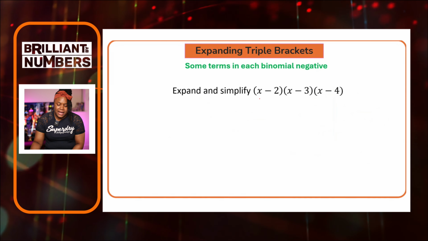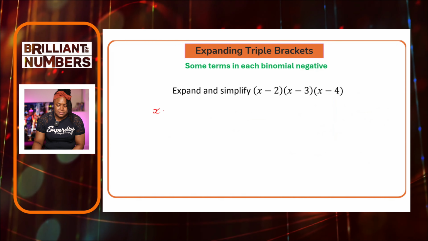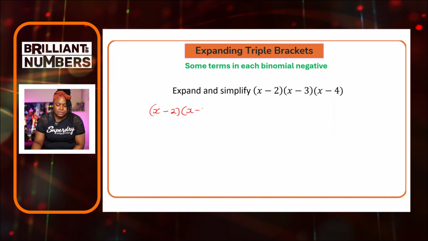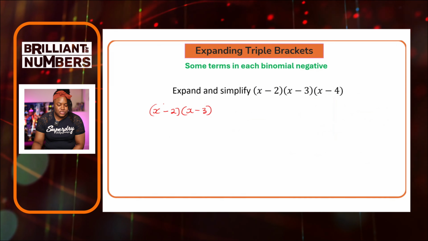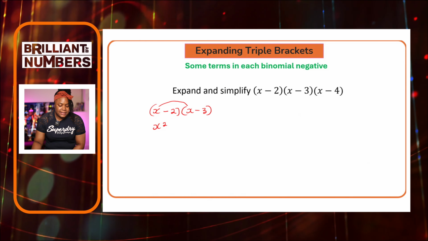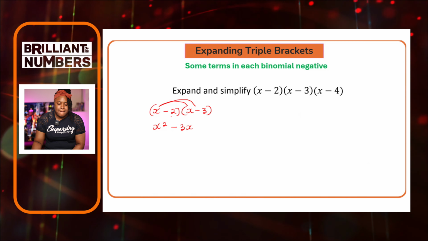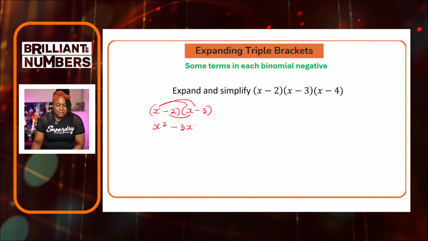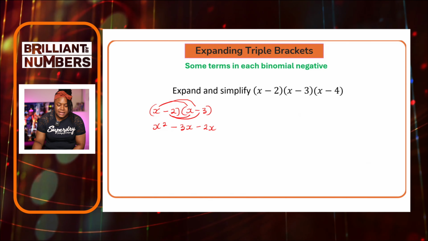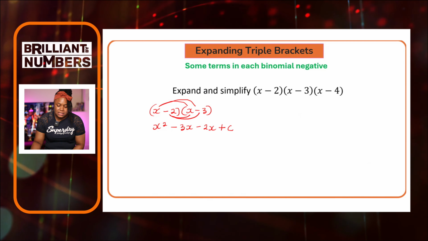So let's do another example, but this time we've got some negatives involved. So I'm going to go ahead, expand and simplify, take our first 2 pairs, so it's x minus 2 and x minus 3. So pay attention to your signs. x times x gives us x squared. x times minus 3 gives us minus 3x. Minus 2 times x gives us minus 2x. And a negative times a negative, remember, that gives a positive. So 2 times 3 is 6.